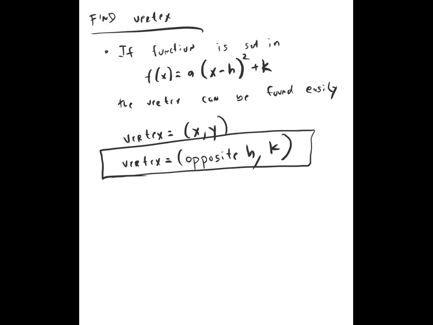So if your function is in this form, it's a piece of cake. Keeping in mind that this form has an open parentheses and a closed parentheses, and it has a power of 2, which means there better be an open parentheses and a closed parentheses and a power of 2. If it has those things, we can find a vertex very easily.